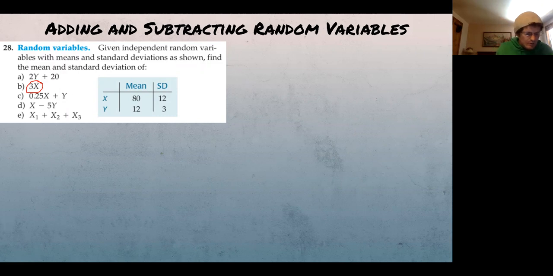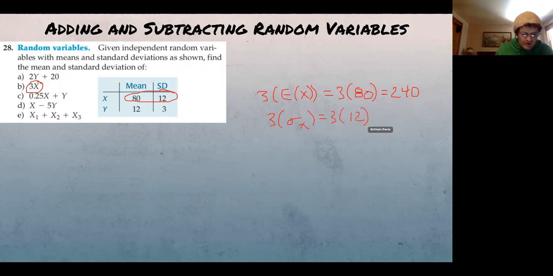But anyways, we could look at this in 2 different ways. It could just be, hey, I want to rescale this. If we go back to Friday, here's my random variable x, the mean and the standard deviation. If it's 3 times the expected value of x, then that's just 3 times 80, which is 240. If it's 3 times the standard deviation of x, then that's just 3 times 12, and we get 36. So if it's rescaling the data, then that should work out just fine.